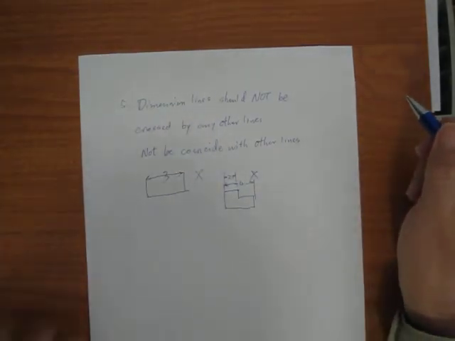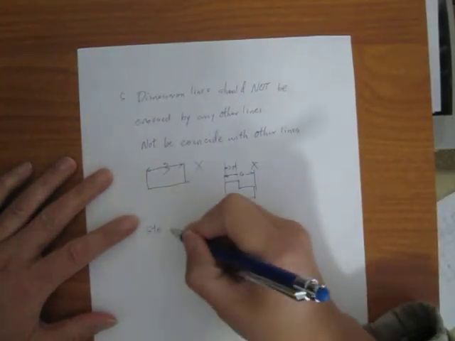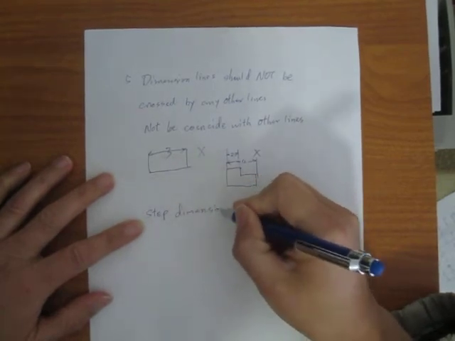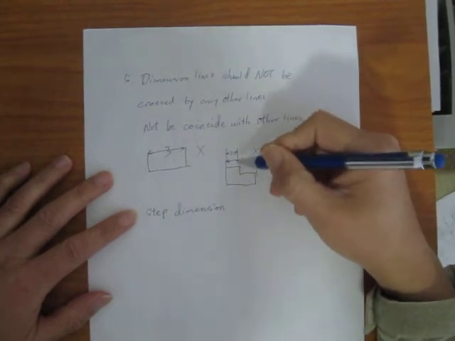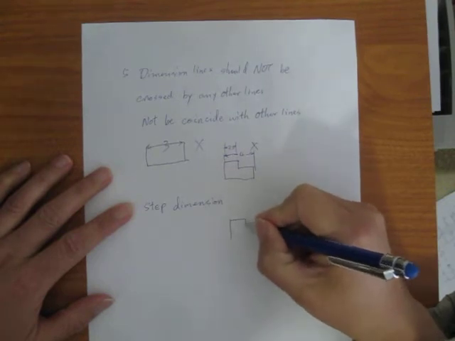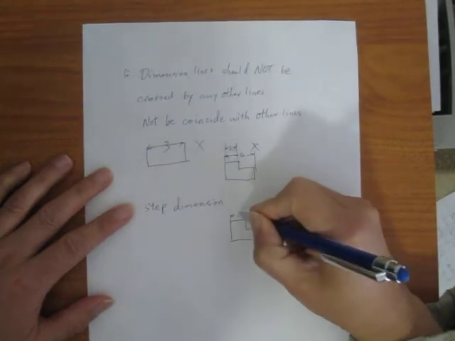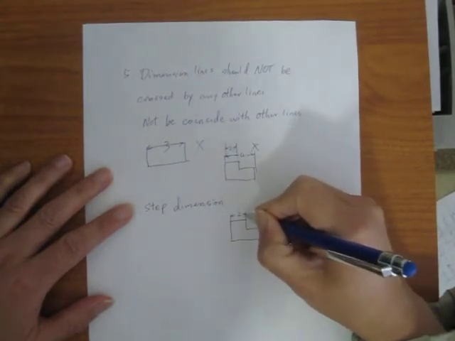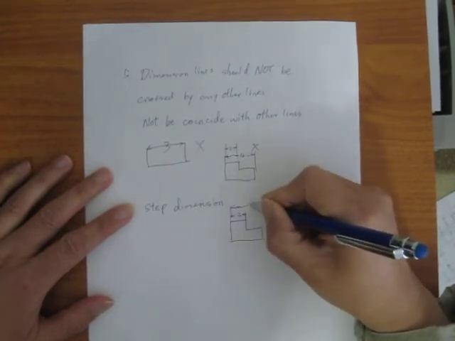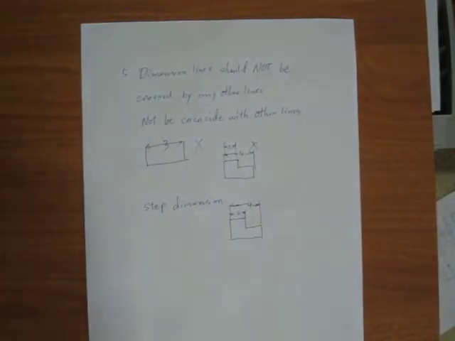Now, this situation is what we call step dimensions. In step dimensions, normally we put the smaller dimension inside and the bigger dimension outside. So, 4 is bigger than 2, so it goes outside here. So we do it like this.